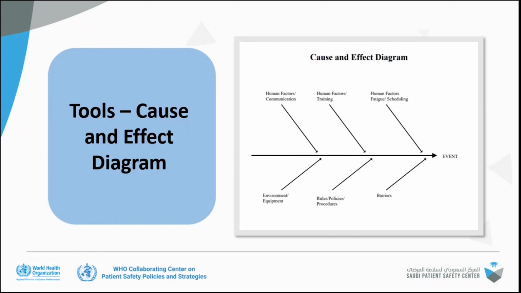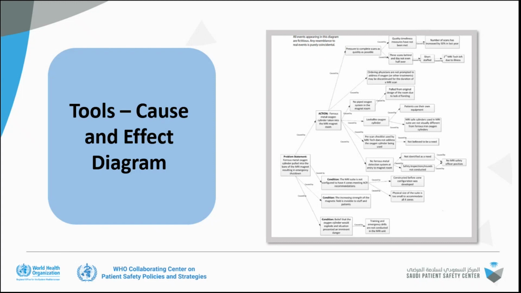This is an example of the cause and effect diagram. This is after filling in the data. So now you see that there are multiple branches, the dissection of the event and finding the exact cause.